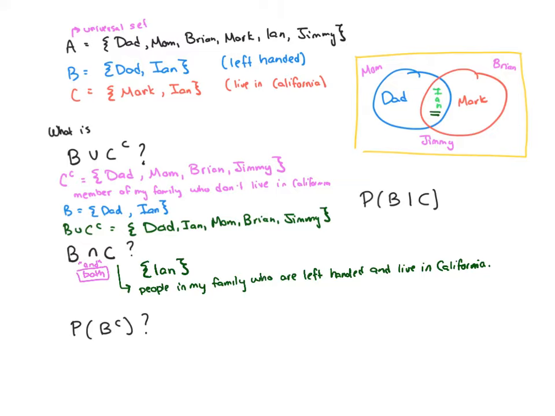Okay, so now let's think about the probability of B complement. First, what is B complement? B complement is the stuff not in B. So these are the people who aren't left-handed, which we could also write as the people who are right-handed.